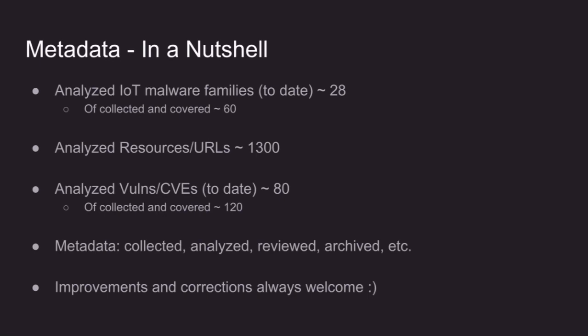And for the whole data set of 60 IoT malware families, we currently have a collection and coverage of 120 vulnerabilities, more or less. We thoroughly analyzed the 80 vulnerabilities which relate to the 28 malware families we analyzed in depth. So we collect, analyze, review, and archive the data because in many cases some of the reports were not available anymore, or some of the defenses were just posted somewhere on a mailing list and the mailing list is gone, and there are many cases like that.